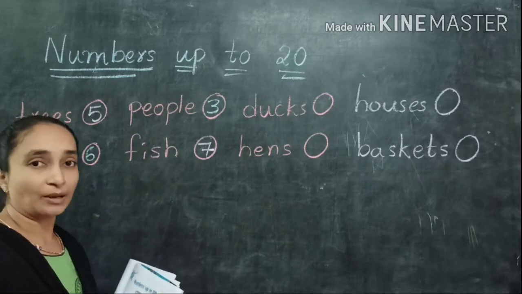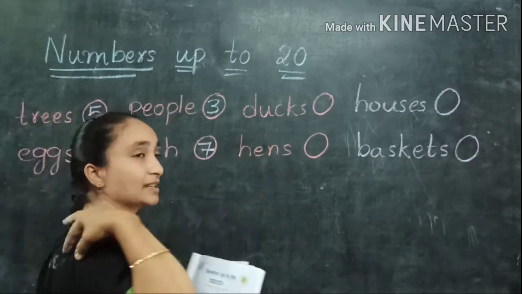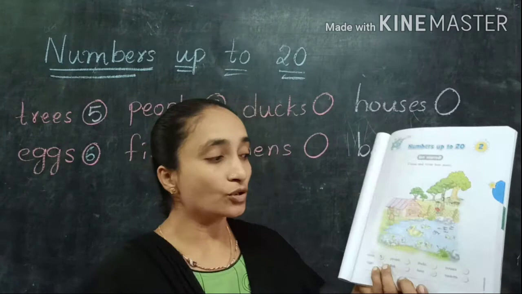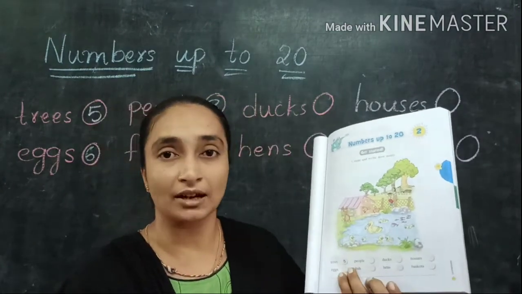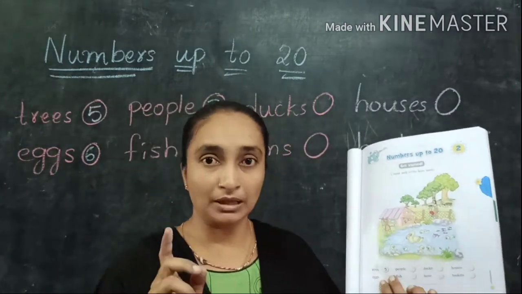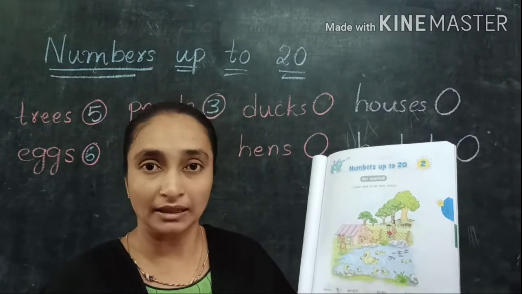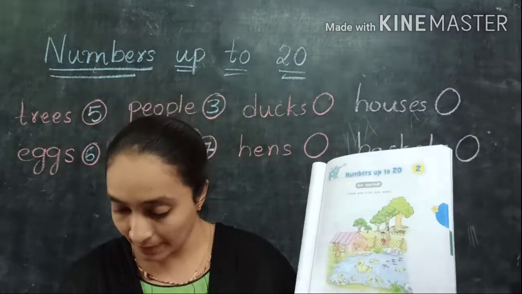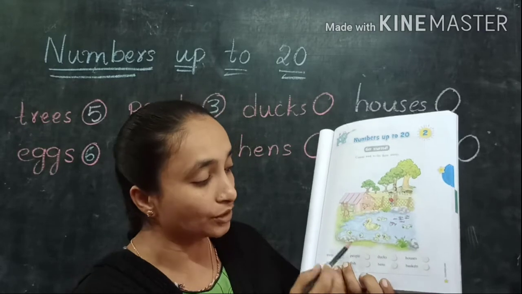7 fish are there in the pond. And then ducks. How many ducks are there? So in this pond we can see some ducklings are there. So one big duck is there, mother duck, and some baby ducklings are there. So total how many are there we can count here.